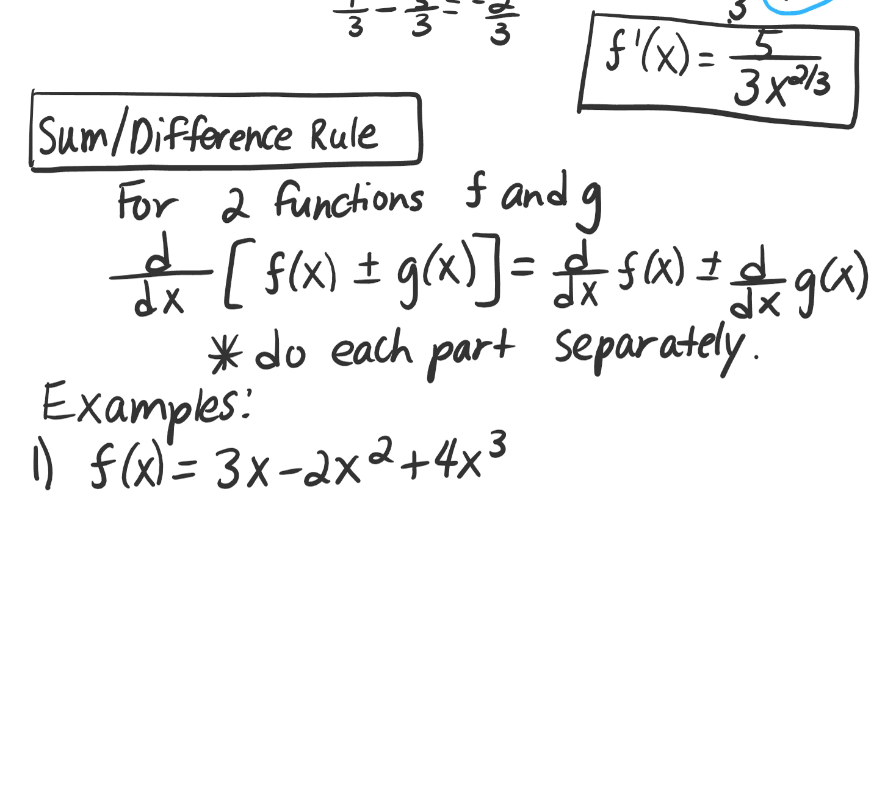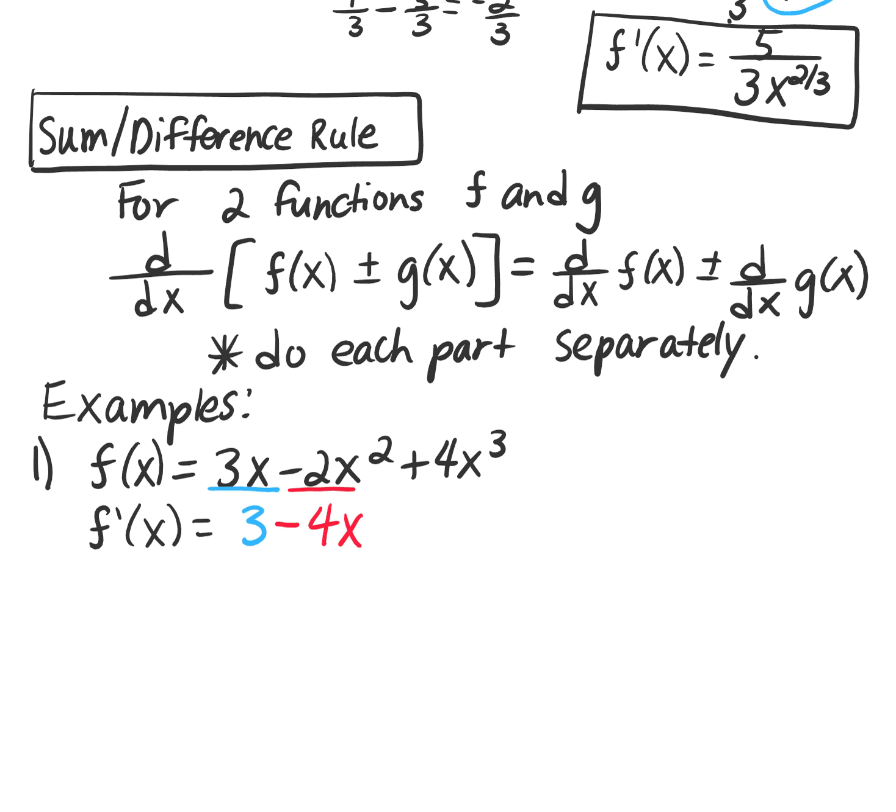Okay, so this actually really has, if you think about it, f of x, g of x, and maybe h of x, because we have 3 different parts to it. When we take the derivative, we're going to do each part on its own. So when I do the derivative of 3x, that's just going to come out to be 3. Then when I do the derivative of negative 2x squared, I'll bring the 2 in front, multiply it, so minus 4.